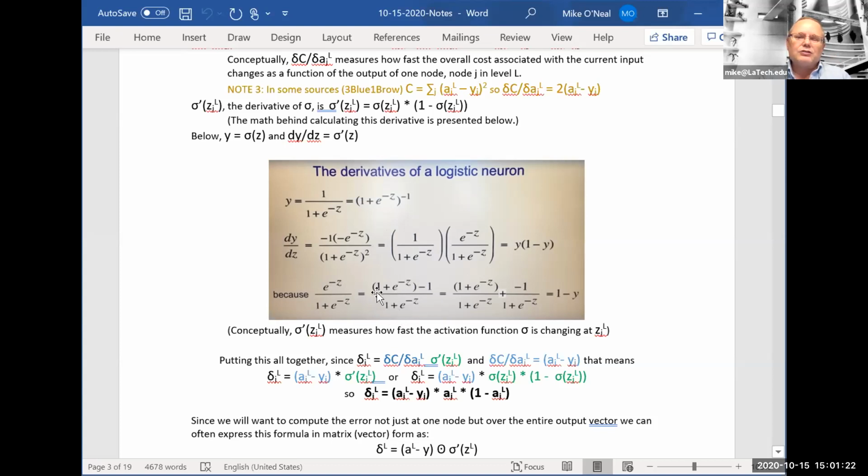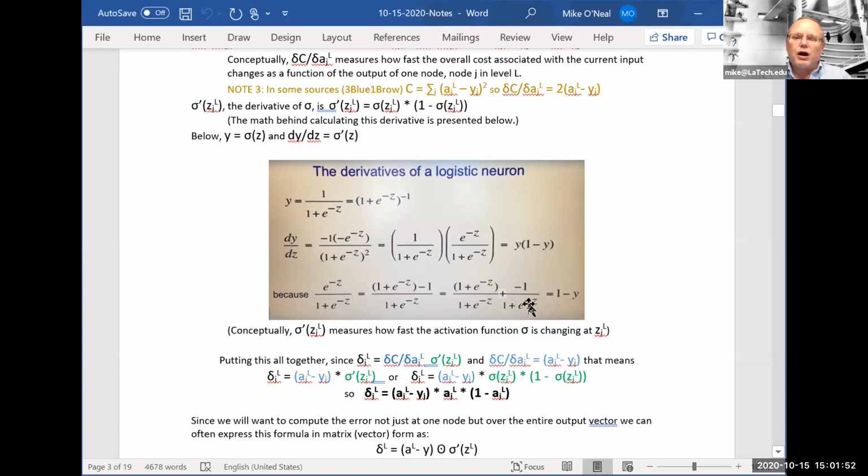I can break it into 1 plus e to the minus z over 1 plus e to the minus z, plus minus 1 over 1 plus e to the minus z. So first I took this, I added a 1 and subtracted a 1, which allowed me to break this into 2 pieces. And if I look at this, what is 1 plus e to the minus z over 1 plus e to the minus z? That's a 1, right? So that's where the 1 comes from, plus minus 1 over this.